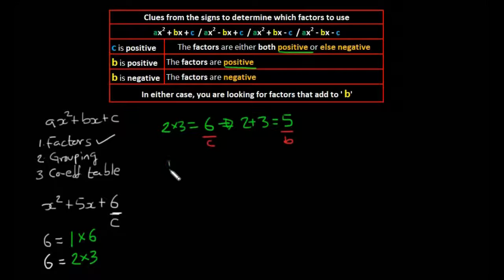One times 6 is equal to 6, which is the constant c, and 1 plus 6 is equal to 7, which is not the coefficient of x in this question. So our factors will be 2 and 3.